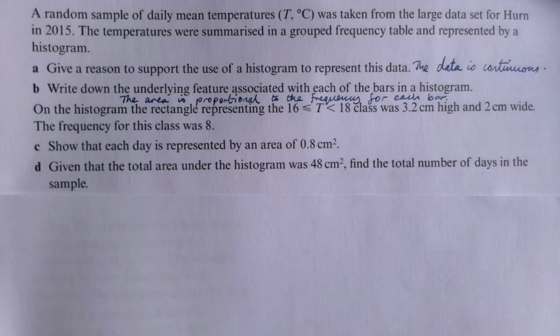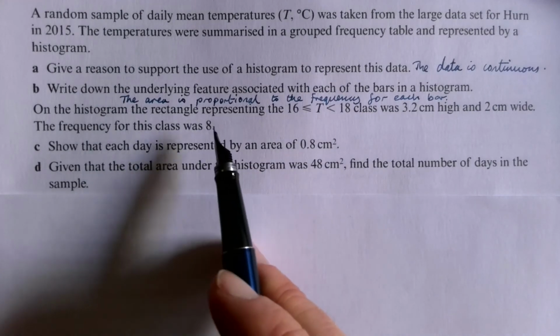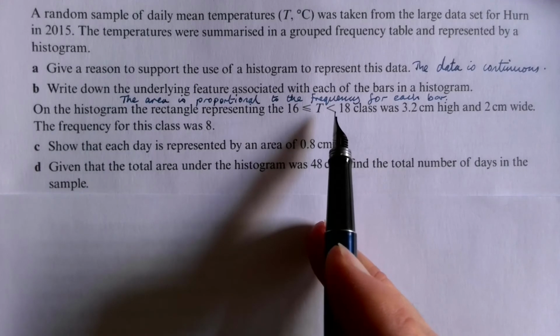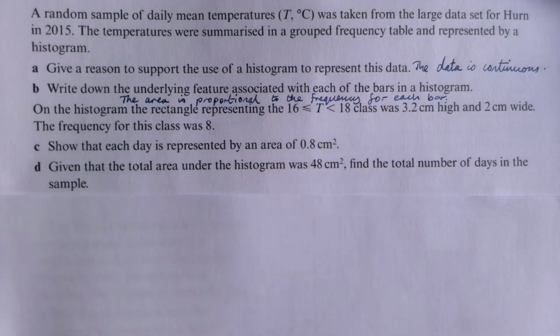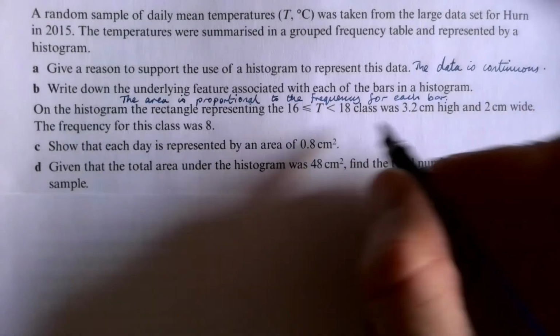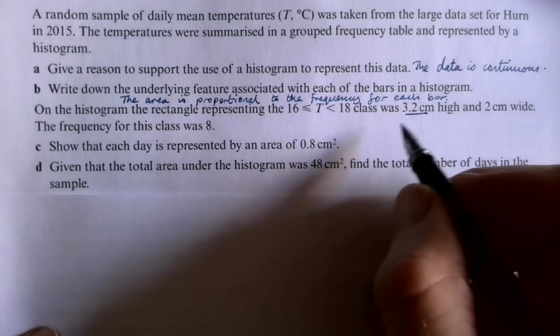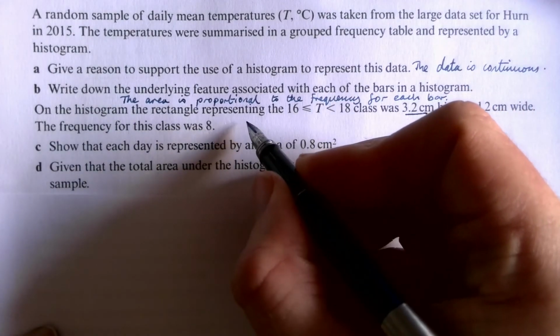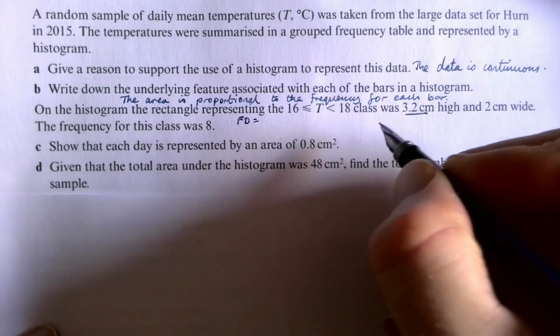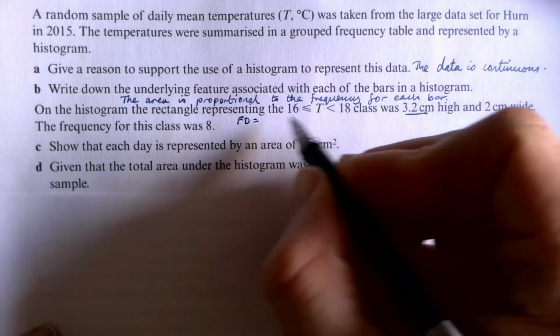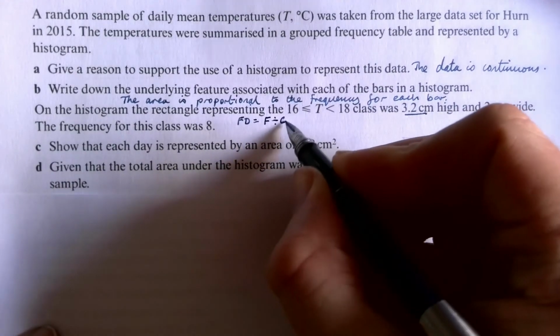So this is a little confusing, because normally you'd think, right, the frequency 8 is divided by the class width 2. So it should have given us a 4 centimeter high one. But for whatever reasons of making the axis the way they wanted to, the heights turned out to be 3.2 centimeters. So you've got to treat that height as if it was the frequency density. So the frequency density is the frequency divided by the class width.